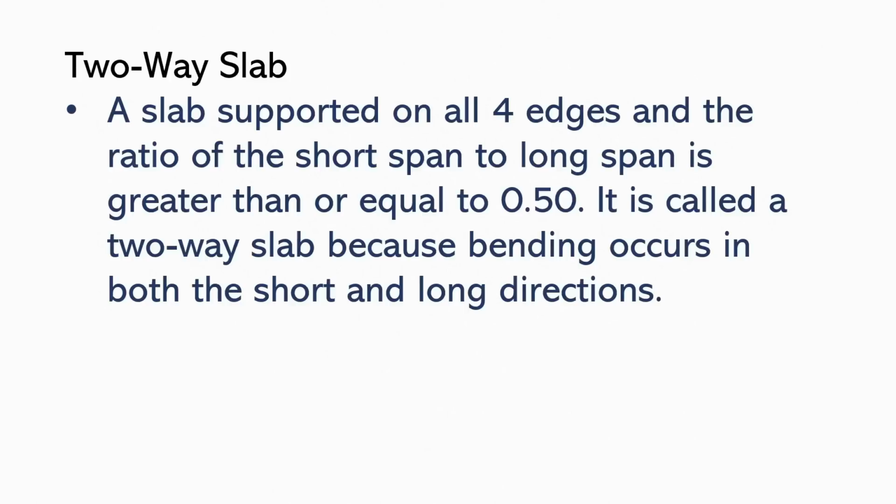Previously, we have discussed the tributary areas and the load computations of only one-way slabs. So, itong two-way slab is a slab supported on all four edges and the ratio of the short span to long span is greater than or equal to 0.5. It is called a two-way slab because bending occurs in both the short and long directions.